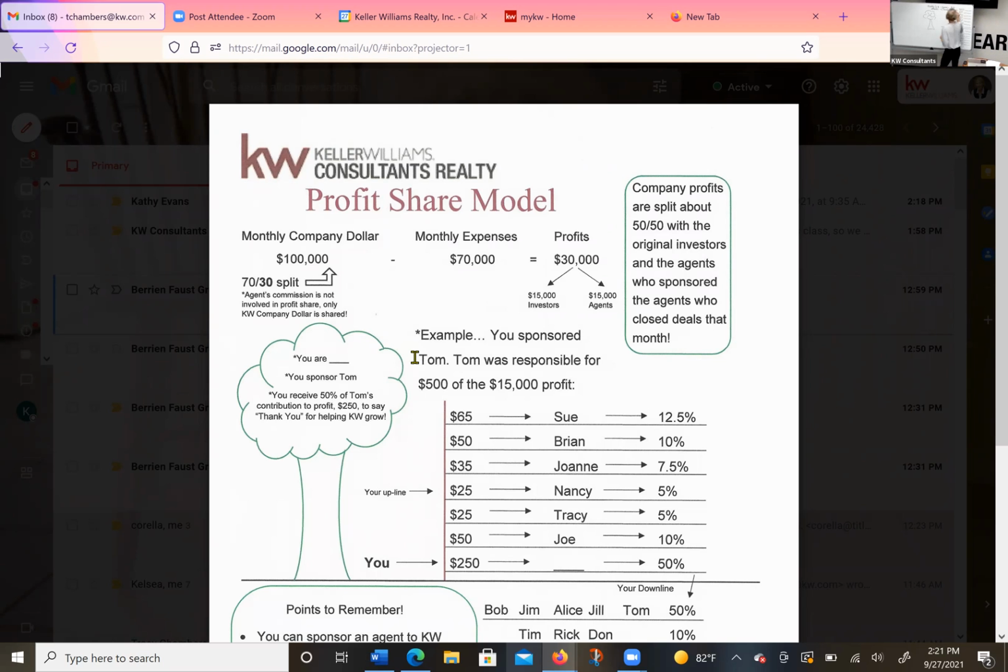But this amount right here is divided up, okay? So $15,000 goes to the investors. These are the people that put the money in and started the company. And then the other $15,000 goes to the agents. And what did the agents do to get this money? What happened here?